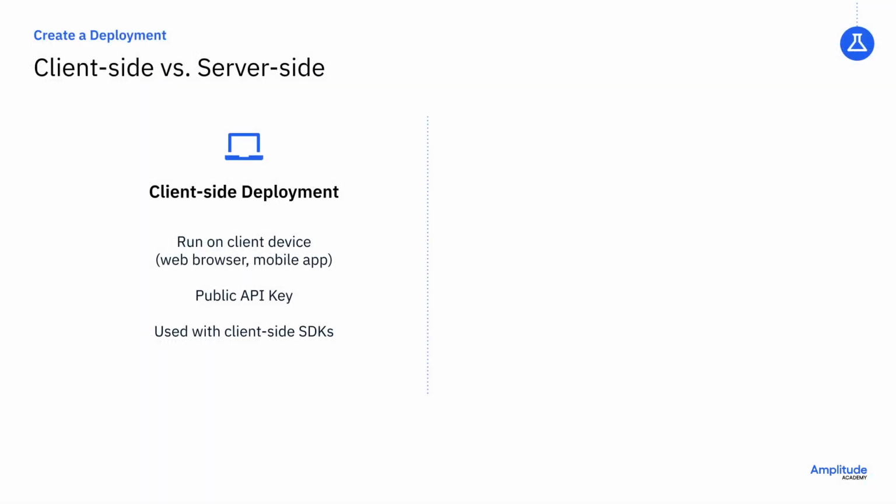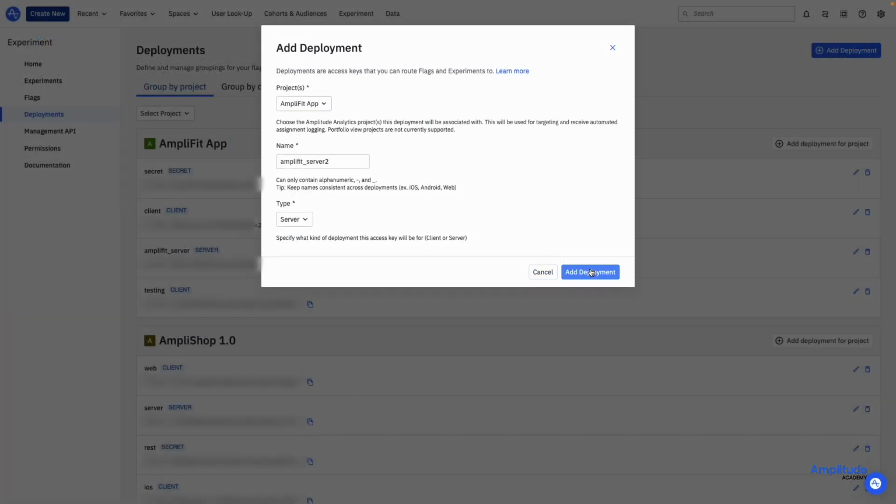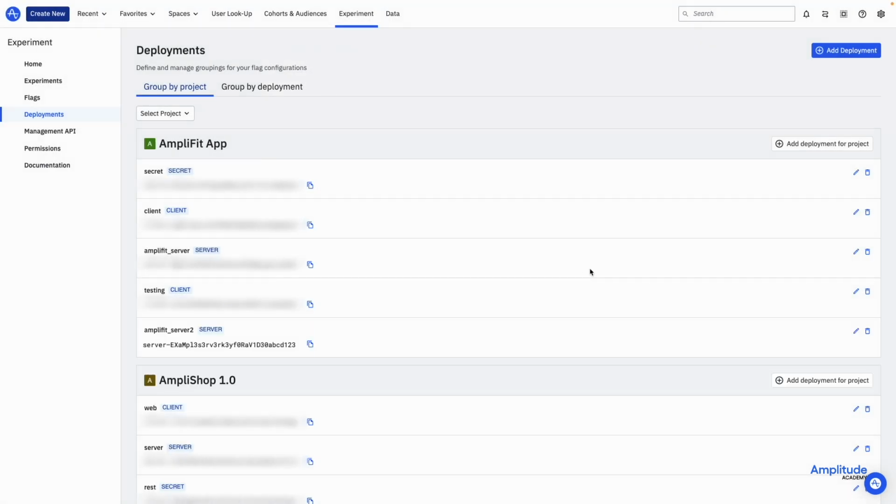Client-side deployments run on a client device, such as a web browser or mobile app. Server-side deployments run on a server you control, such as a web server or batch processing system. Server-side keys can access the REST API for flag evaluation. If, instead of running a full-blown experiment, you only need to evaluate flags using the REST API, you should create a server-side deployment. If you are unsure which type to use, talk with your engineering lead. When you click Add Deployment, Amplitude Experiment will create your deployments and automatically generate keys to copy and use.